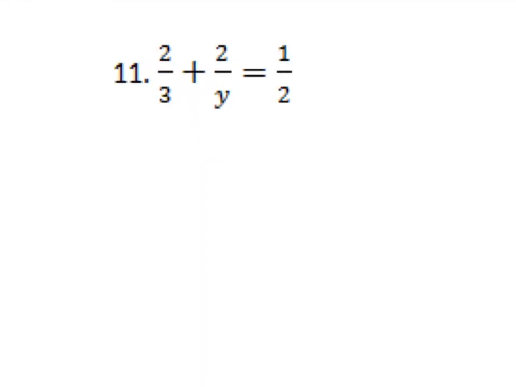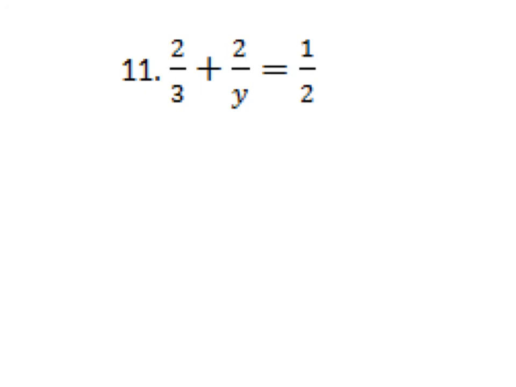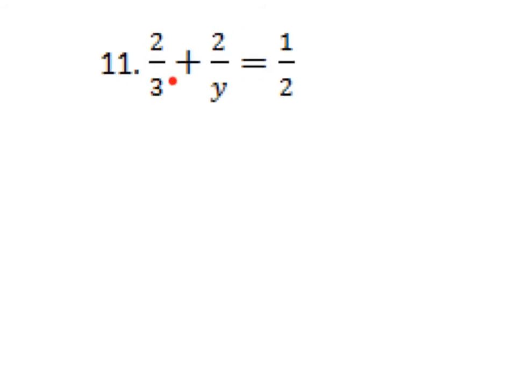Number 11, still checking for factoring. No GCFs, no variable with an exponent of 2 or higher. So now I look at how many fractions. I've got 3 fractions here, so we're looking for roster members. First denominator has a 3, so there's roster member 1. Second one has a y, so there's member 2. Third one has a 2, which is not part of the roster yet. So this time I have 3 roster members.